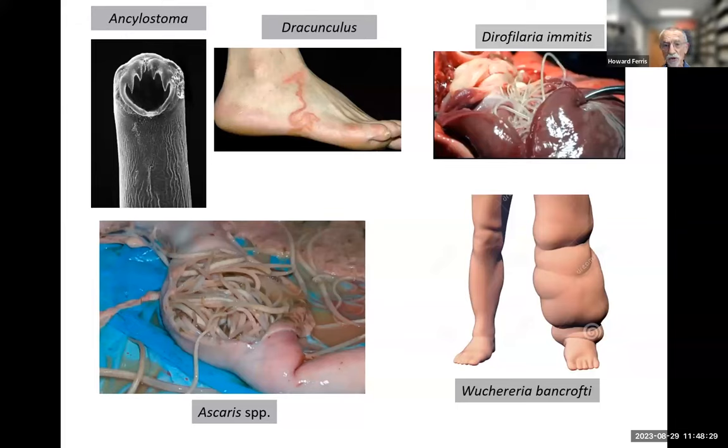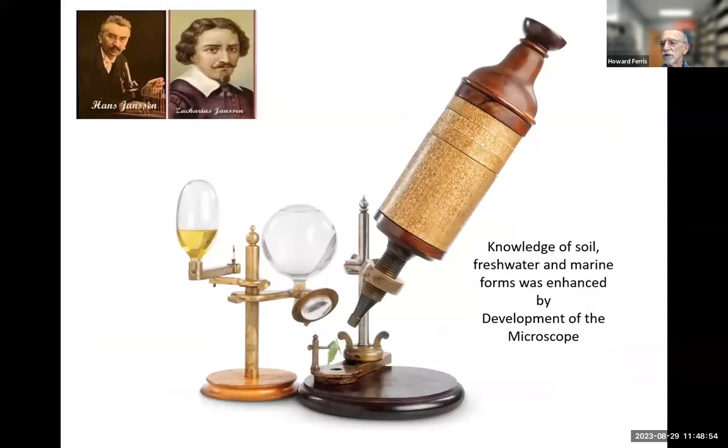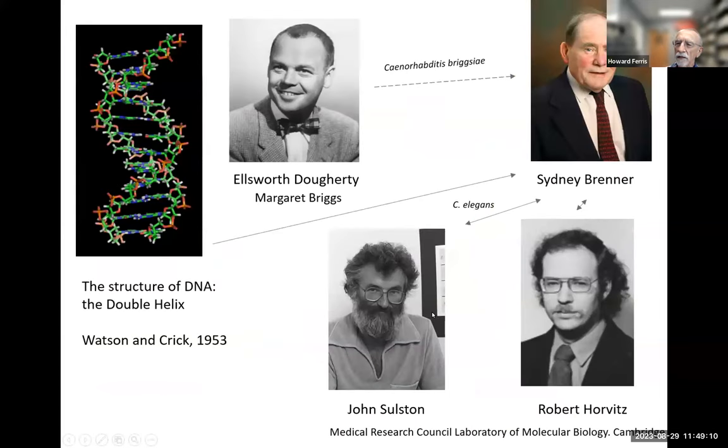And I talked about nematodes in soil being less than 2 millimeters in length. Some of these nematodes are 30 centimeters in length. And of course, here's elephantiasis, attributed to Wuchereria, which is affecting the lymphatic system of the human. So these are diseases that have been known for a long time and studied for a long time. But really, it took the development of the microscope for us to increase our knowledge of soil and freshwater and marine forms. So this is 300 or 400 years ago that the Janssens were developing primitive microscopes. So that gave us the ability to look at these nematodes.